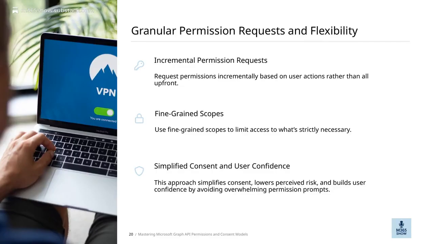Now, let's talk about how this approach simplifies consent, lowers perceived risk, and builds user confidence. When we avoid overwhelming permission prompts, users are more comfortable granting access, which leads to better engagement. One key strategy is to use fine-grained scopes. This means we limit access to exactly what's necessary, nothing more. By doing this, we respect user privacy and make permissions clearer. Another important point is requesting permissions incrementally, what we call granular permission requests. Instead of asking for everything up front, we request access as needed based on what the user is doing.